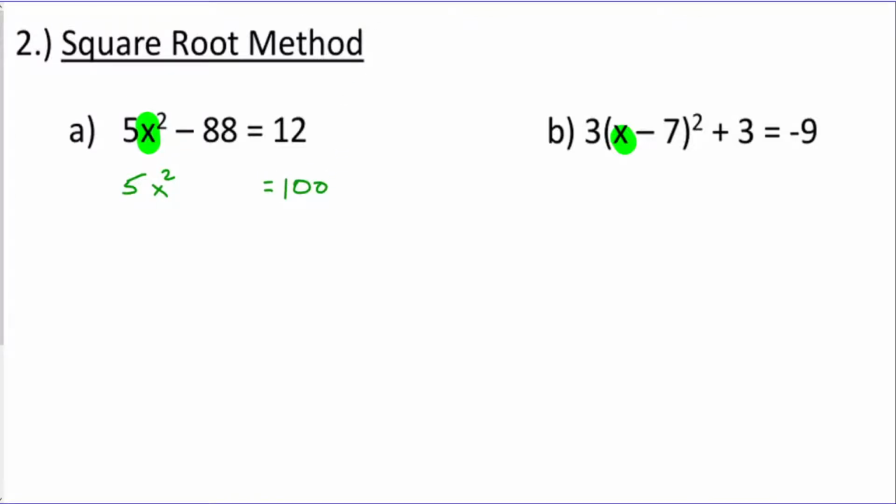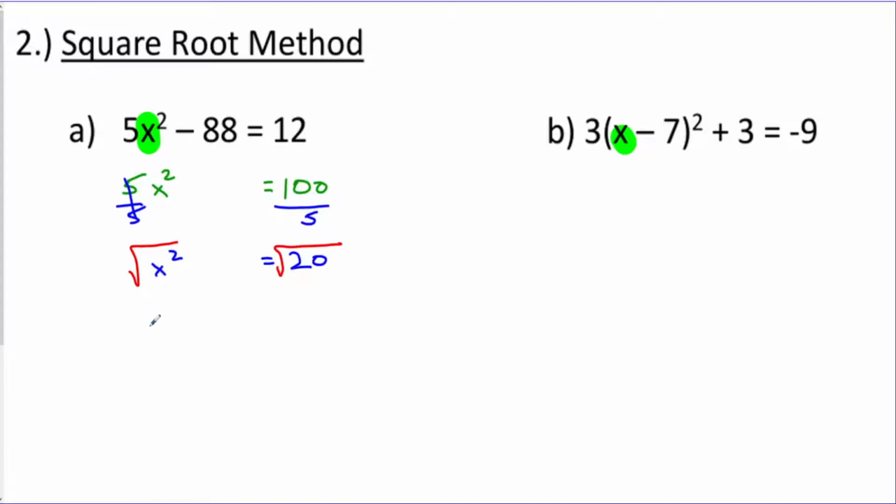Okay, the next thing we always get rid of when we're trying to get the squared by itself, or anything by itself, is anything being multiplied or divided. So that's this 5. So I'm going to divide by 5. Okay, so 100 divided by 5 would be 20. Okay, and now that the squared is alone, we're going to square root both sides. Okay, and so I'm done.